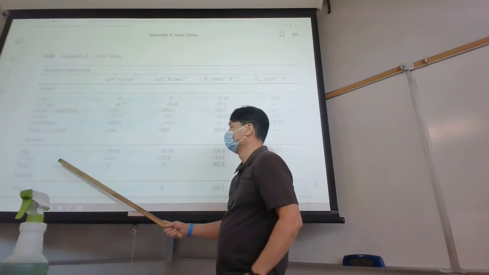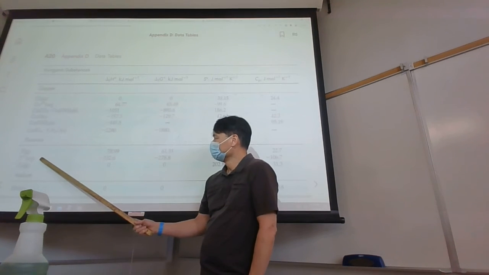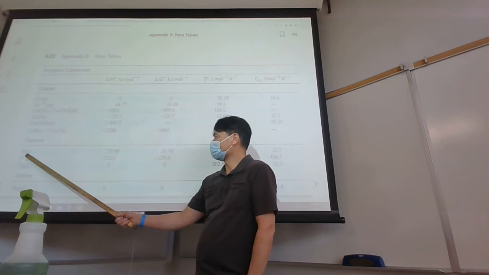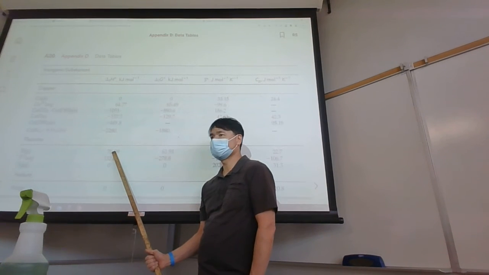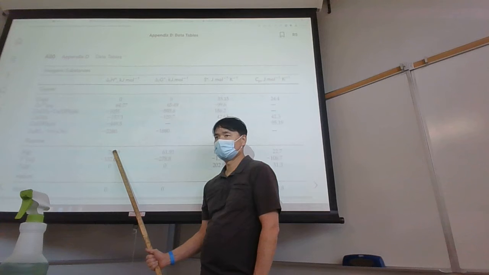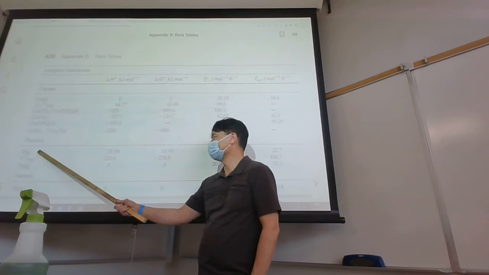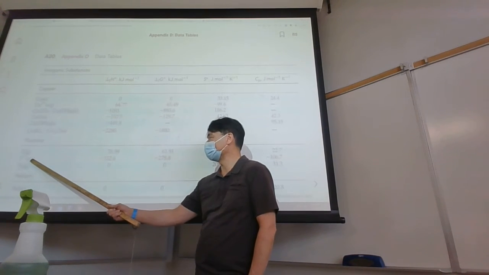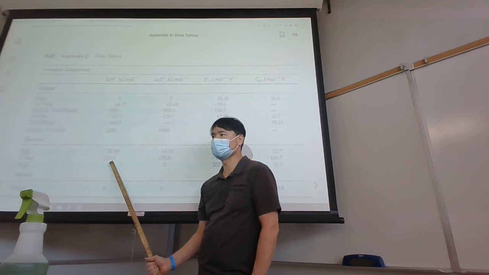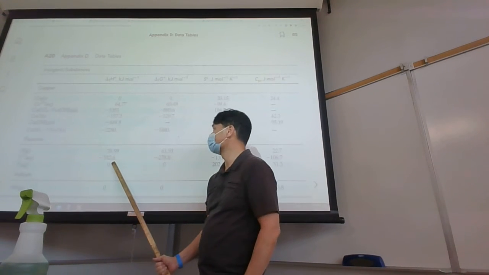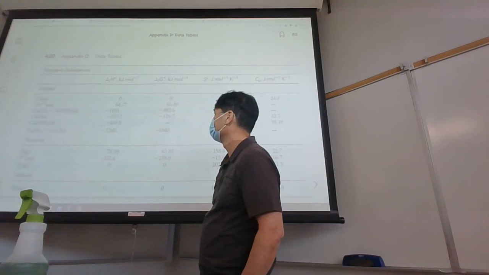For example, here, does it make sense that delta H of formation of atomic fluorine is endothermic? Yeah, this is not going to be stable. Does it make sense that delta H of formation of fluoride ion is exothermic? Yeah, that makes sense. This should be quite exothermic.